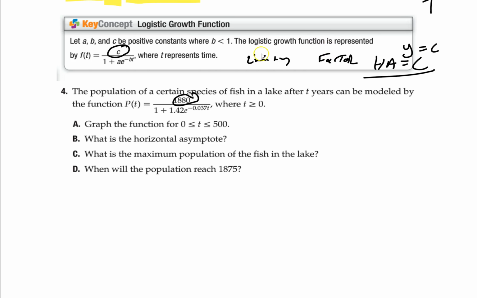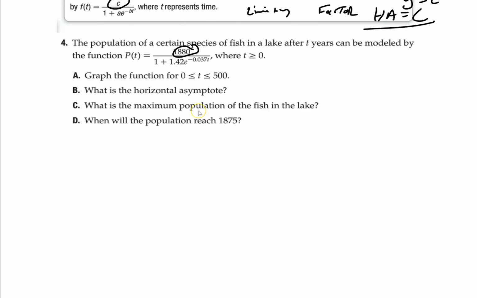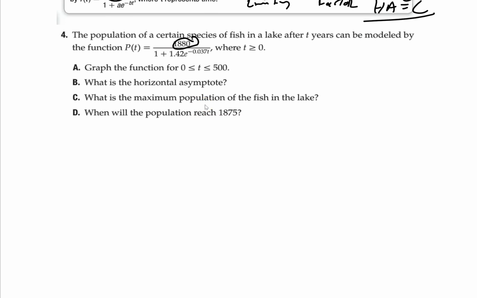Okay. And then I should talk about a, which is kind of like your initial amount. That's a growth or decay factor depending on what we're talking about. So let's look at this one right here. It's a good example to do. The population of a certain species of fish in a lake after t years can be modeled by this function. This is why we have to do a logistic function, because it's going to level off. The number of fish in a lake is not going to go on forever because the lake's only so big. You can't have a billion fish in there. At some point, the population is going to stabilize.